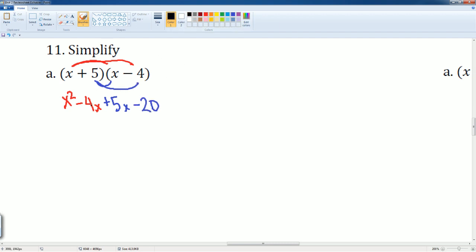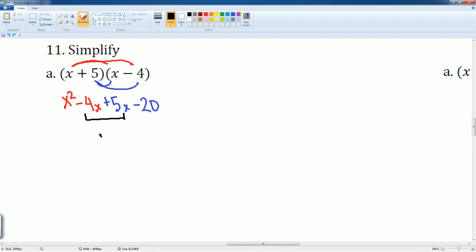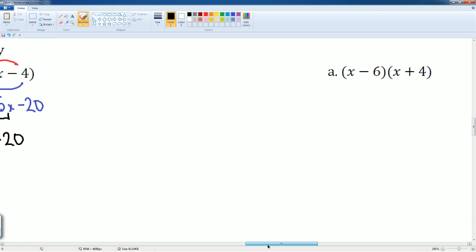Are there any like terms? Yes, the -4x and the 5x. Together, they become 1x. Do we ever write the 1? No. So we can just write this as just x. Bring everything else down, you have an x squared. And this is an addition, minus 20. Let's look at our next problem.